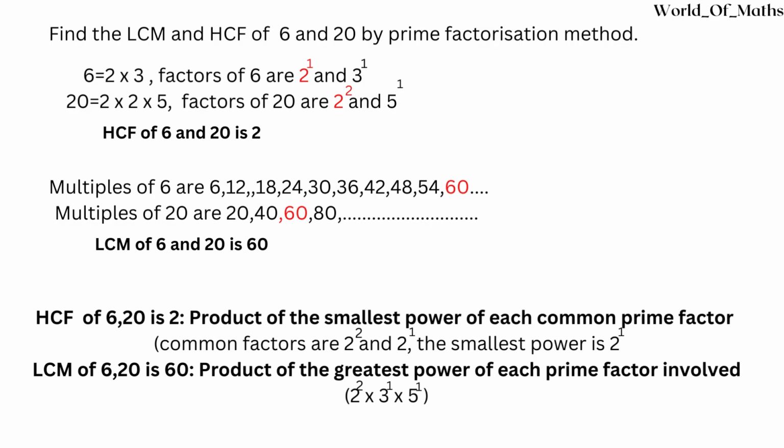Here we can see the common factor is the number 2. And there is only one common factor for 6 and 20. Hence the HCF of 6 and 20 is 2.